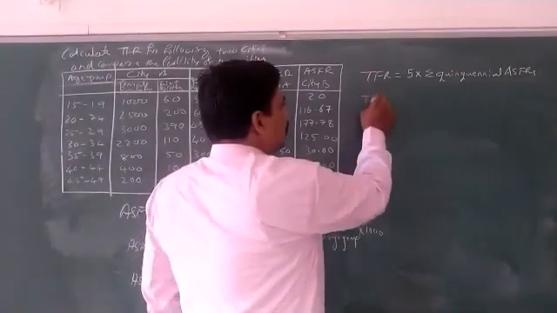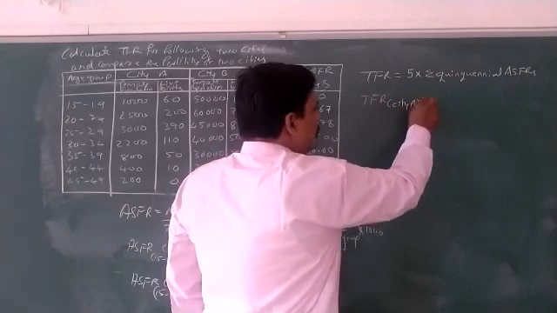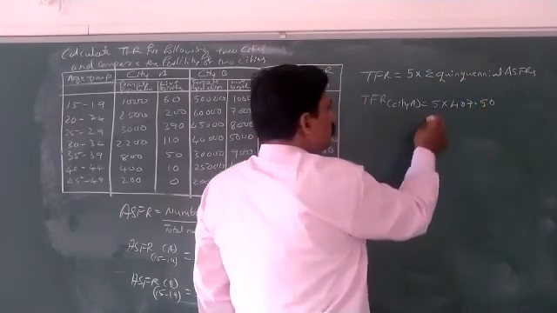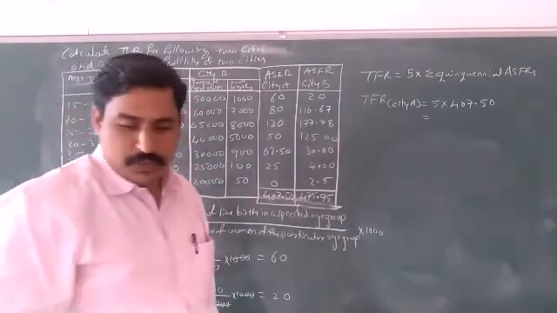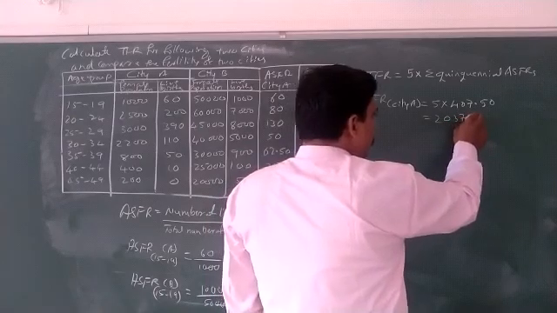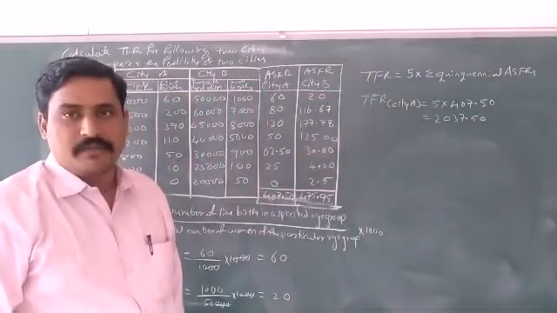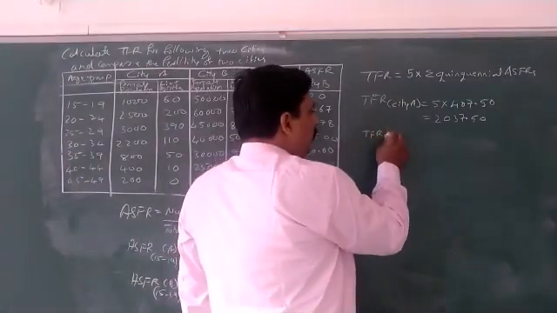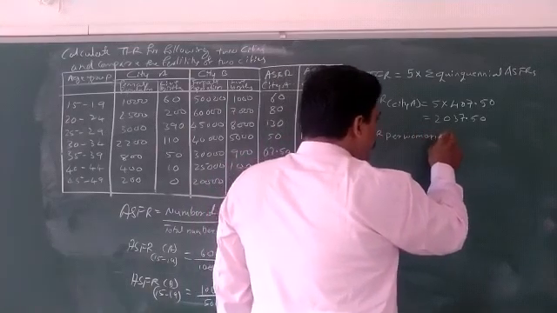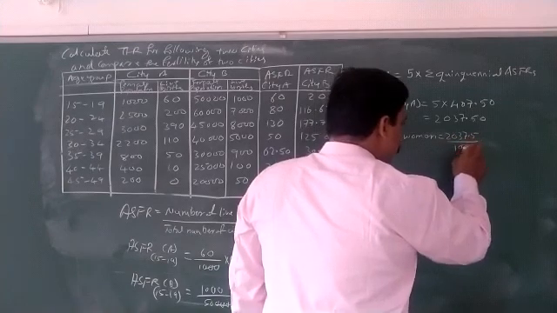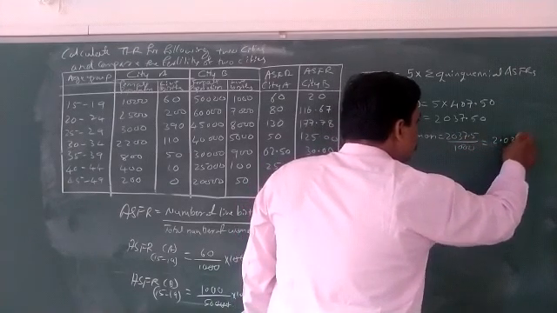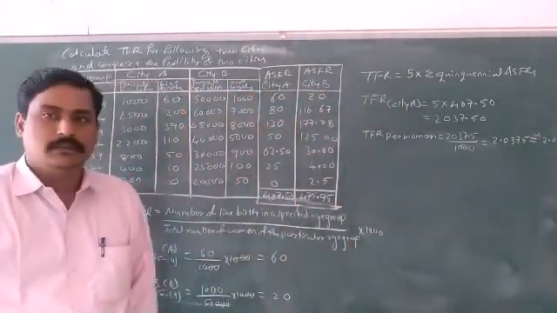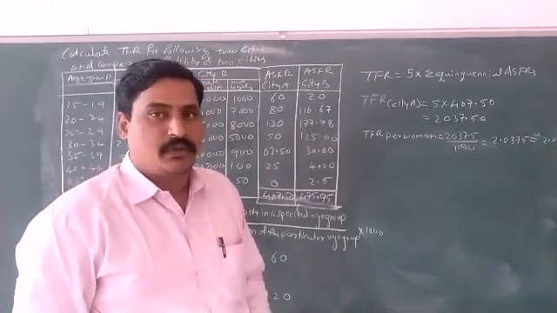So now TFR for location A. TFR for city A is equal to 5 into 407.50, which is 2037.50. So this is per 1000 women. If we calculate TFR per woman, TFR per woman is equal to 2037.5 divided by 1000, which is 2.0375, approximately 2.04. That is, per woman 2.04 live births will take place for city A.